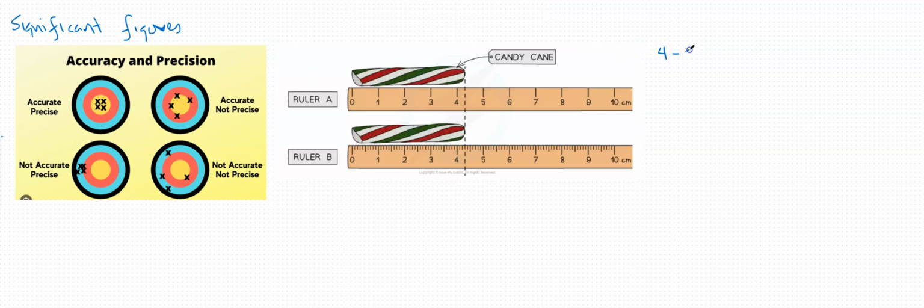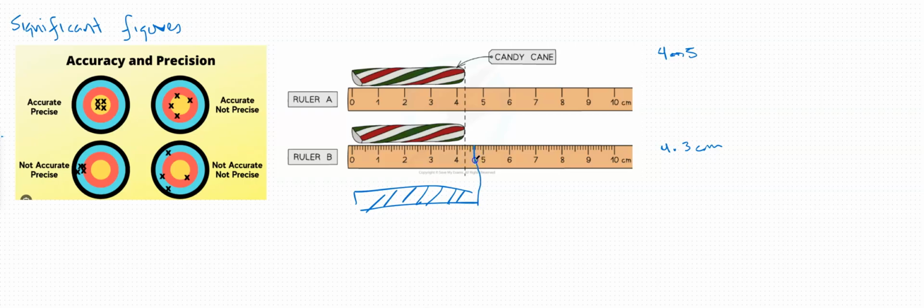With ruler A, you can say it's between 4 and 5 centimeters. But with ruler B, you can say, oh, well, actually it is 4.3 centimeters. Now, the thing is, here we have more subdivisions in ruler B, right? It's more precise. But what if the candy, let me draw a candy here, another piece of candy, and this one falls somewhere in between two lines here.